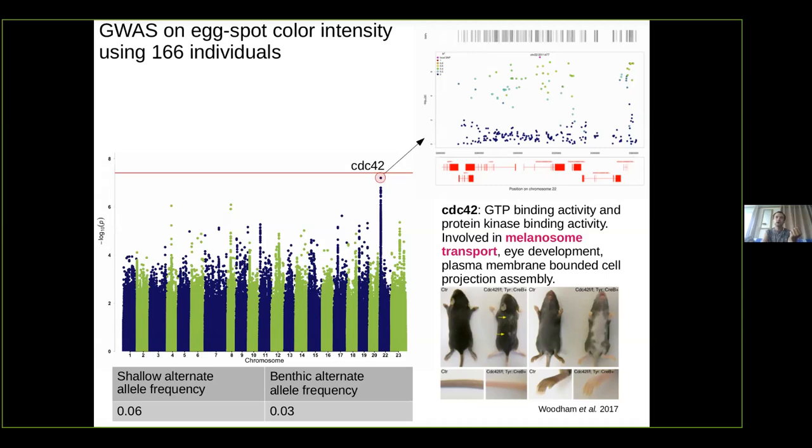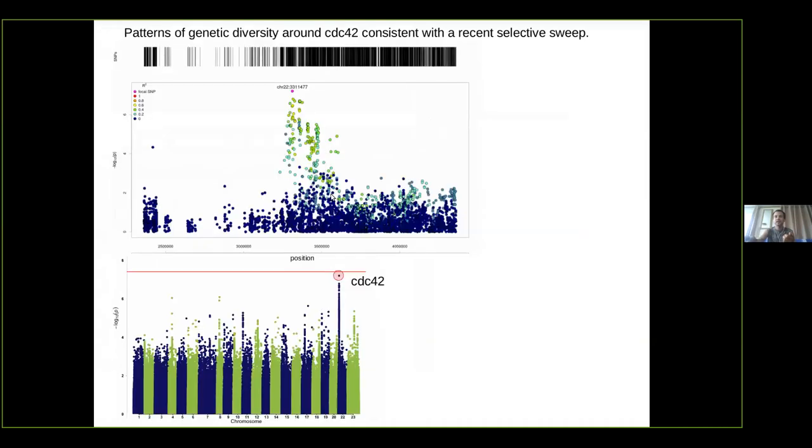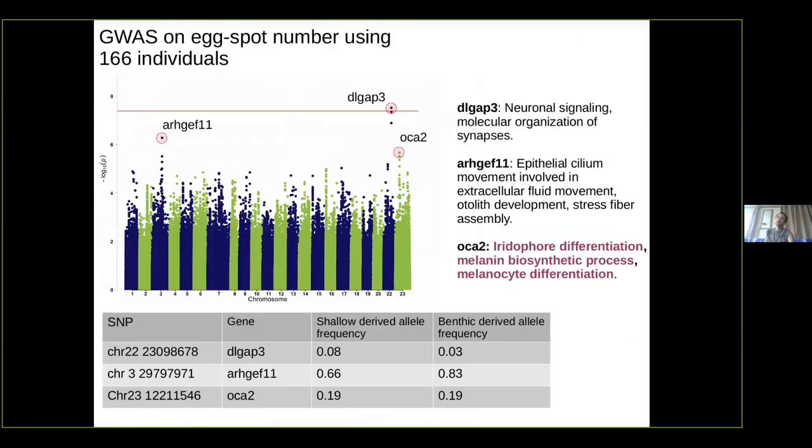One GWAS we ran was on the spot intensity, so the color of the egg spot. Our highest associated SNP is a very good candidate: CDC42, which has various functions, but one of them is in melanosome transport, and it's been shown experimentally to influence color phenotypes. So it seems like a lead, and we're investigating that for egg spot color. The linkage signatures of the other associated SNPs are suggestive that there's been selection acting on it.